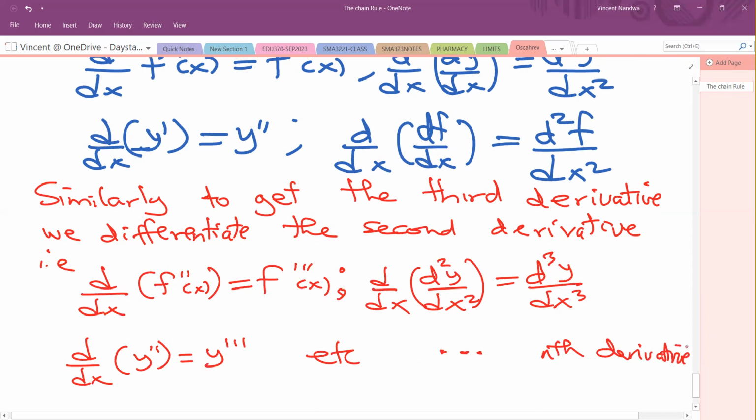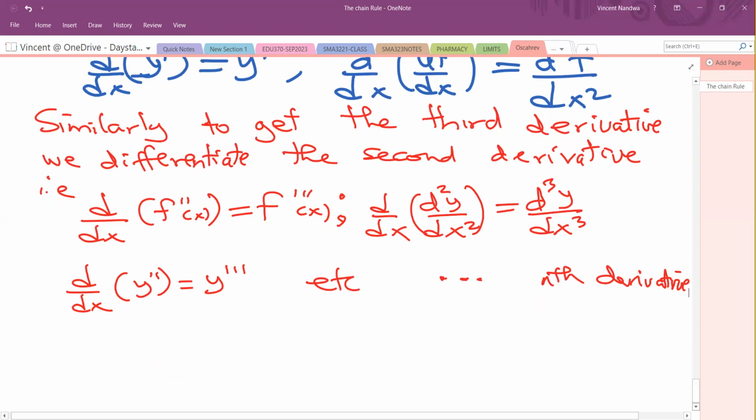So it simply means that to get the second derivative, you differentiate the first derivative. To get the third derivative, you differentiate the second derivative. To get the fourth derivative, you differentiate which derivative? The third derivative. Now to get the 10th derivative, differentiate the 9th derivative, okay?